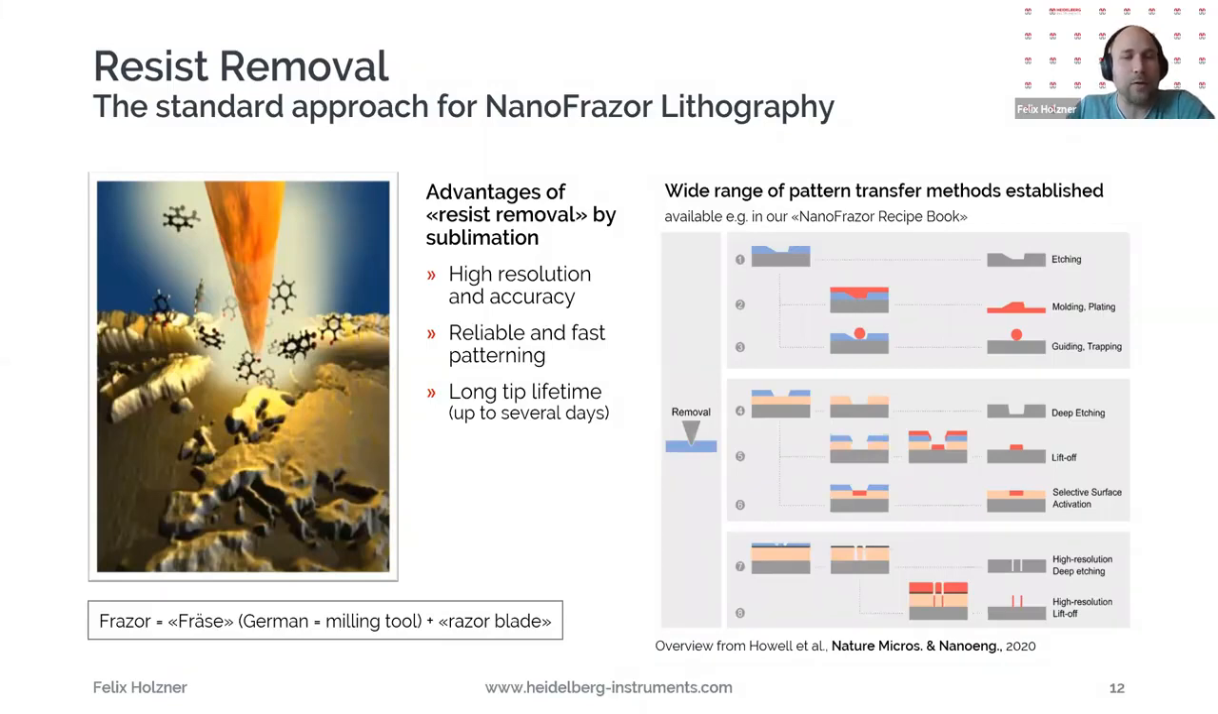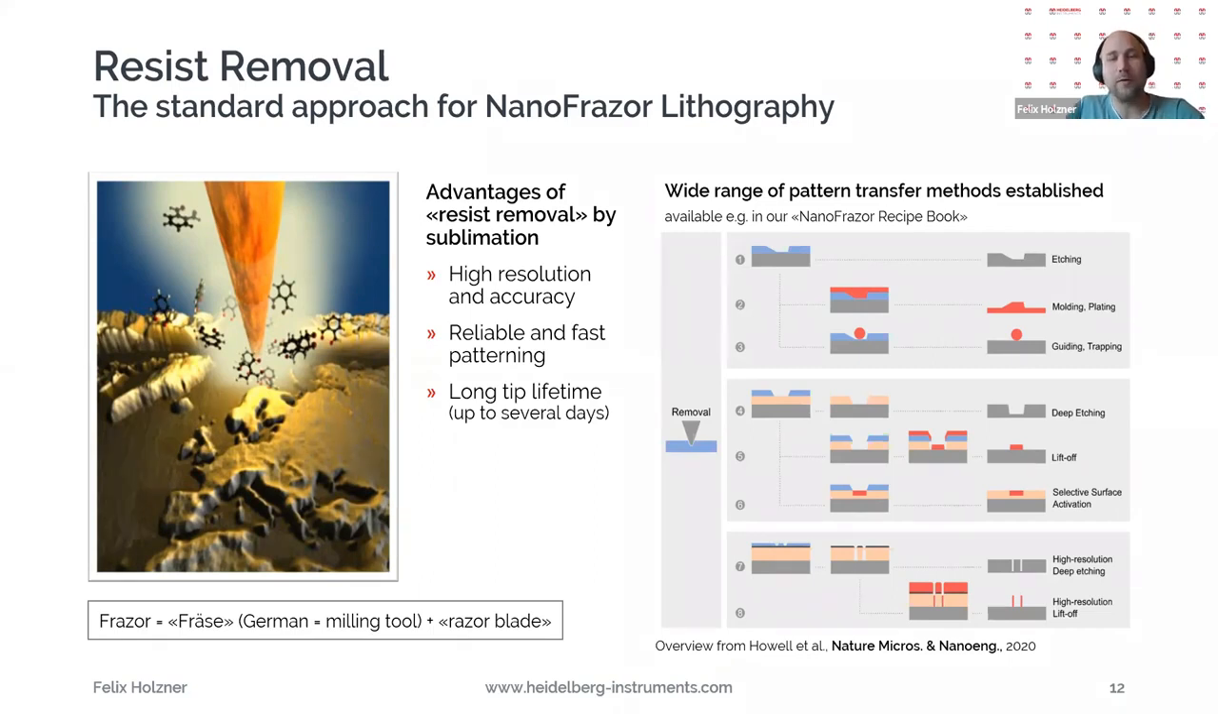The big advantage of this approach is it's very fast. It is happening on the microsecond time scale. You can do high resolution and write very accurate features, but mainly it's very reliable. You have a wide temperature window where you can apply this, and it's very simple to do. Also the tip lasts very long in comparison to other approaches, because you don't need a mechanical force to write these structures. This approach also triggered the name NanoFrazor. That comes from the German name Fräse, which is a milling tool, and razor blade, meaning that it's very sharp.